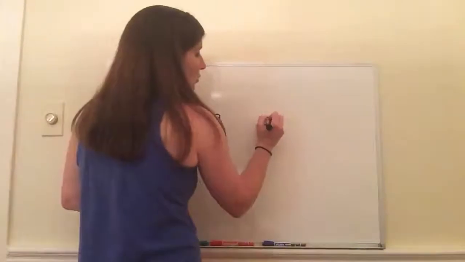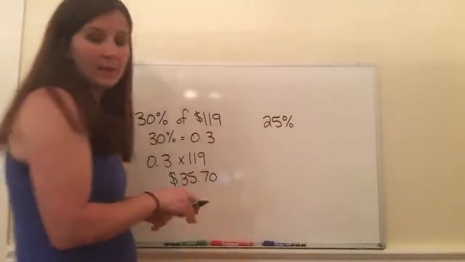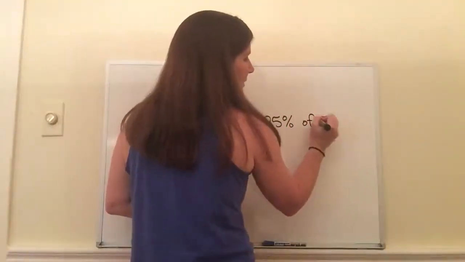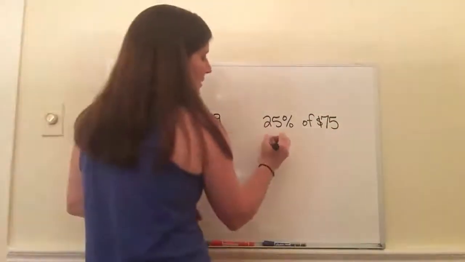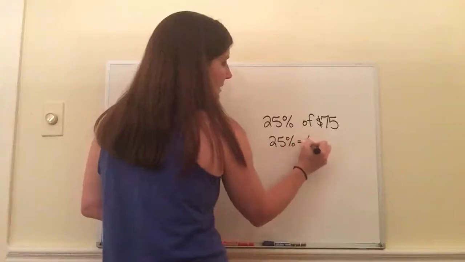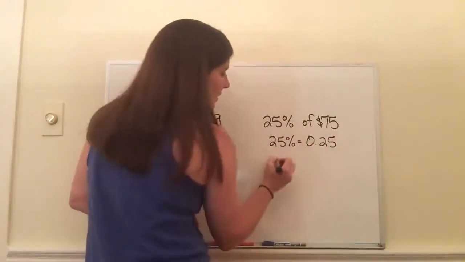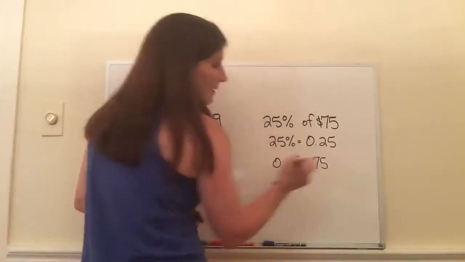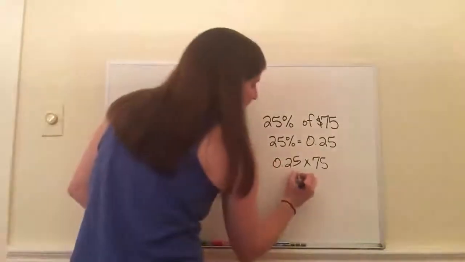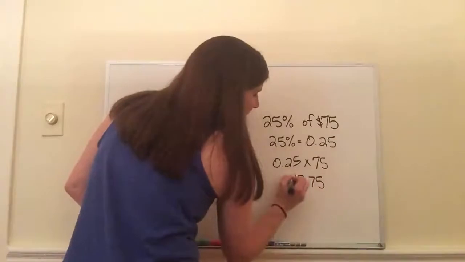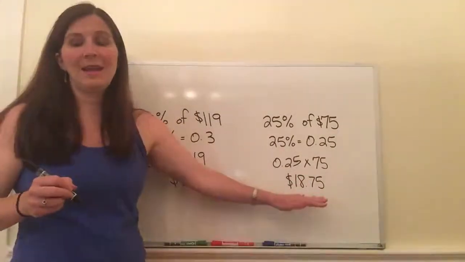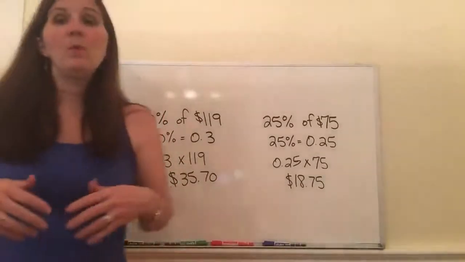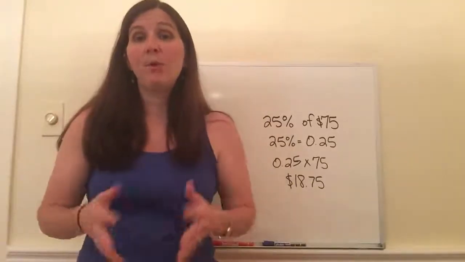And then the last one, a 25% discount on a $75 pair of jeans. So 25% of $75, 25% is the same thing as 0.25. So when I do 0.25 times 75, I get 18.75. That means I am going to save $18.75.